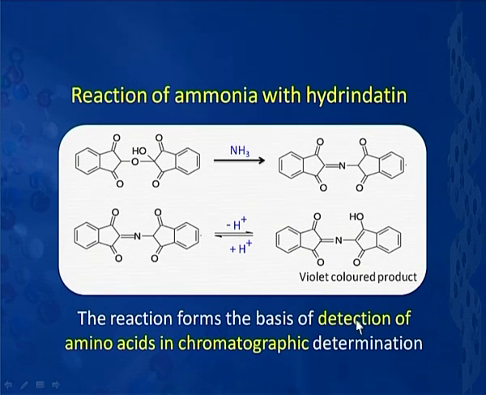Most importantly, we use it for detection of amino acids in any kind of chromatographic separation, whether it is paper chromatography, column chromatography, or any kind of chromatography we do. We use ninhydrin as a means of looking for or identifying amino acids present there, because it is a very characteristic and useful reaction of amino acids.